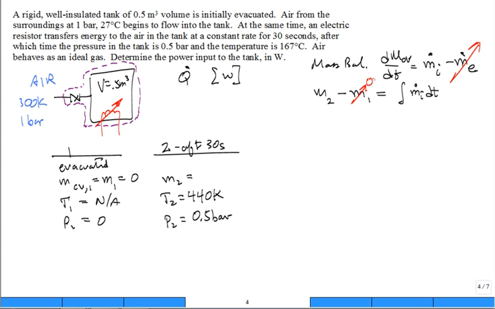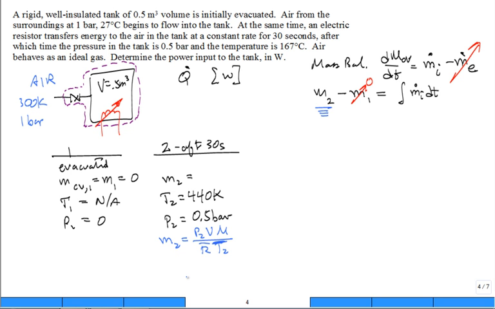Is there any way that I could calculate the mass that's in the control volume at the end? Is there any way to calculate it? Ideal gas equation, true? So is M2 equal to P2 times the volume of the tank times the molar mass of dry air, divided by the gas constant times T2? Is that a good equation for the ideal gas equation to get the mass in the tank?